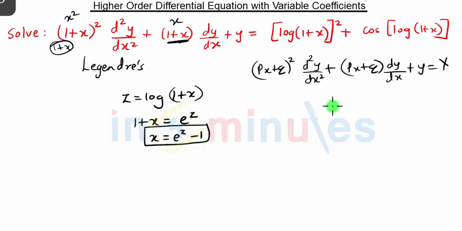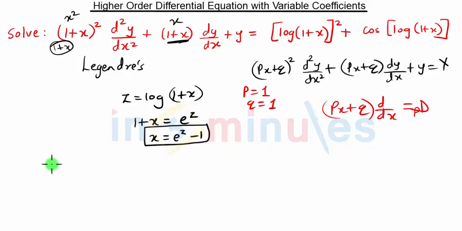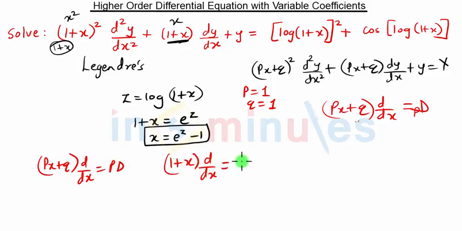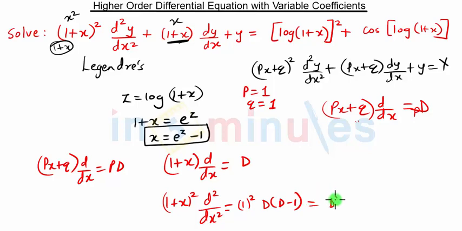Remember this. Then we substitute (px plus q) into d/dx equal to p into D. In our case, if we compare these two equations, we will get p equal to 1 and q is also equal to 1. So we are going to substitute this (px plus q) d/dx as p into D. So (1 plus x) d/dx will be 1 into D which is D. Then (1 plus x) the whole square, d square/dx square will be p square, which is 1 square, D into (D minus 1). So this will be nothing but D square minus D.